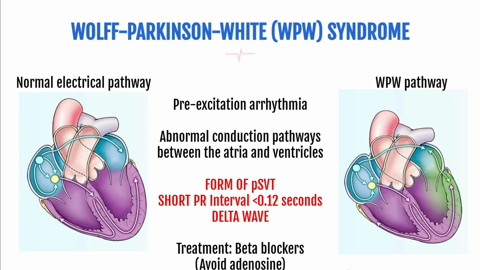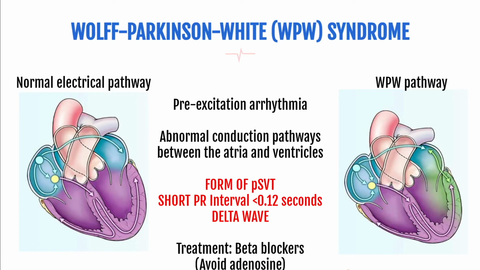In a Wolff-Parkinson-White pathway, shown on the right side here, you're going to notice that there is this accessory pathway in green, and this pathway conducts faster than the AV node, which can lead to rapid ventricular rates. What I want you guys to know is that Wolff-Parkinson-White is an abnormal conduction pathway between the atria and the ventricles, and it is a form of paroxysmal supraventricular tachycardia, or PSVT.